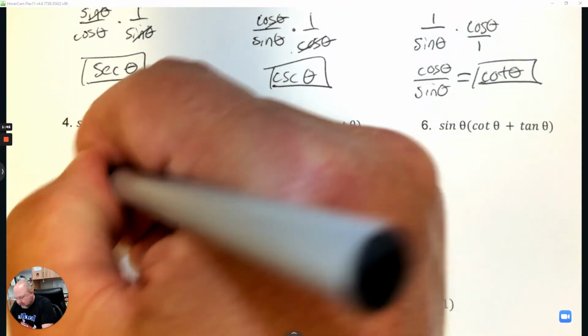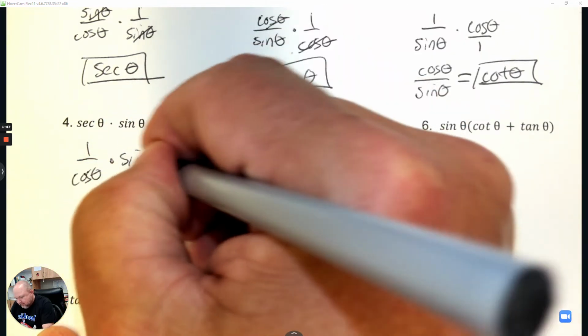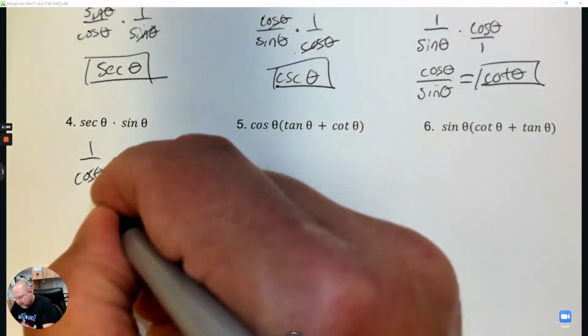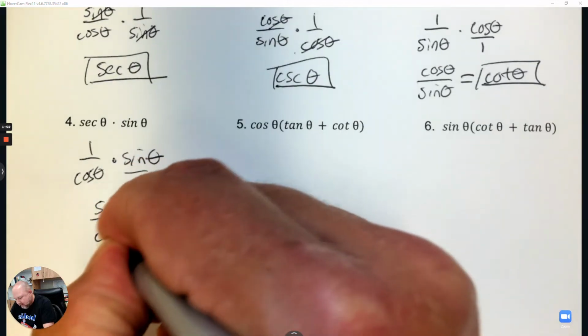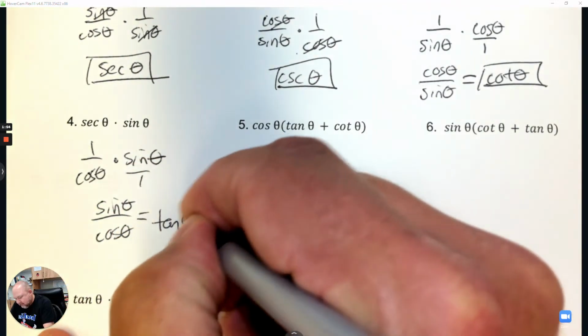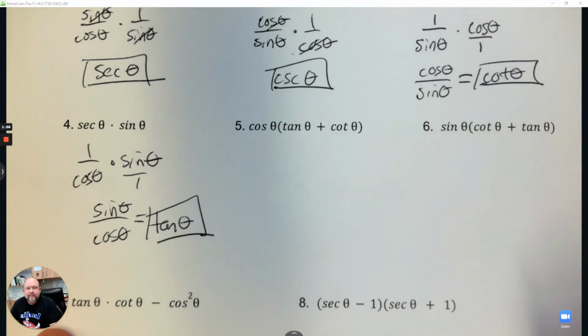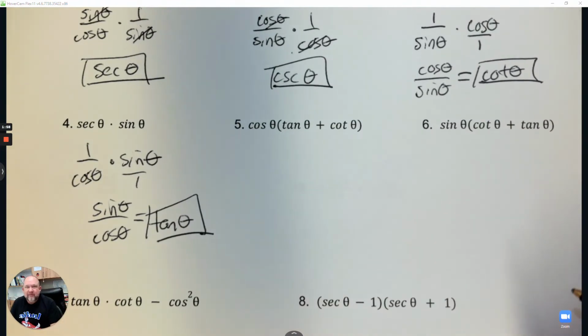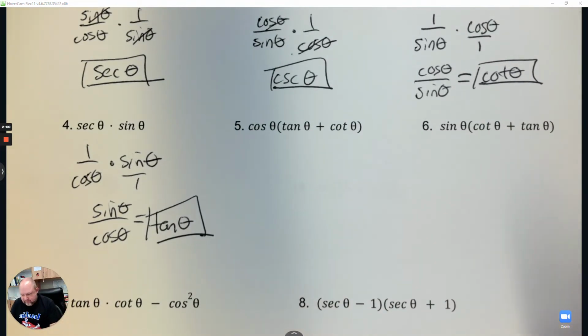Secant is 1 over cosine times sine. Multiply them together, and I get sine over cosine, and that's equal to tangent. You're on a roll. Number 5. Press pause and try it, then I'll do it.